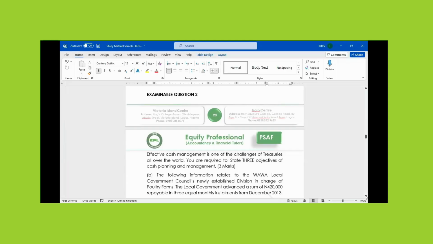Salaries and wages, the examiner says, is 150% of what we received in 2007. And the one we received in 2007 was how much? 14.5.